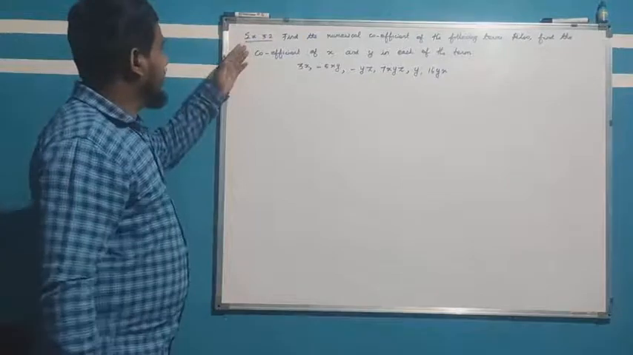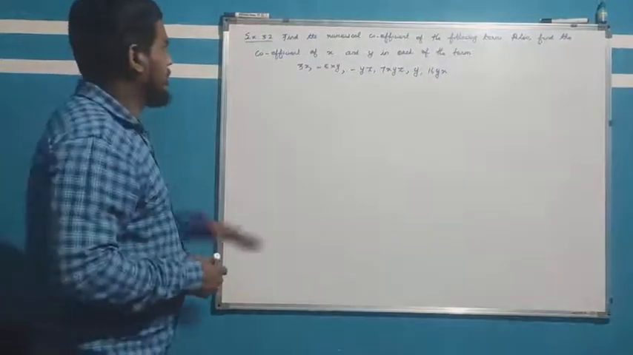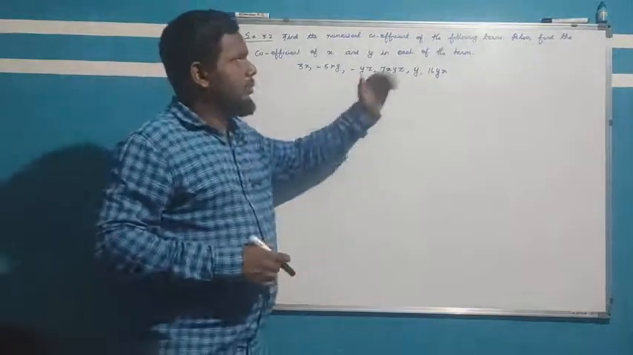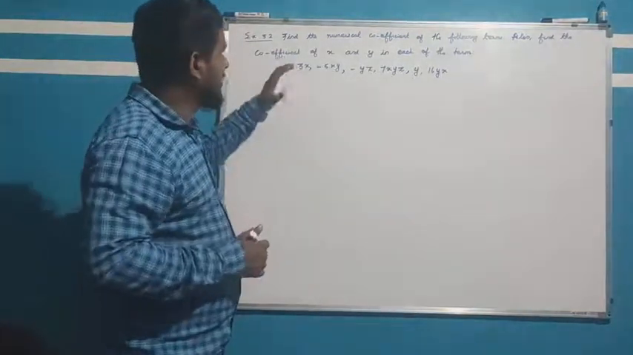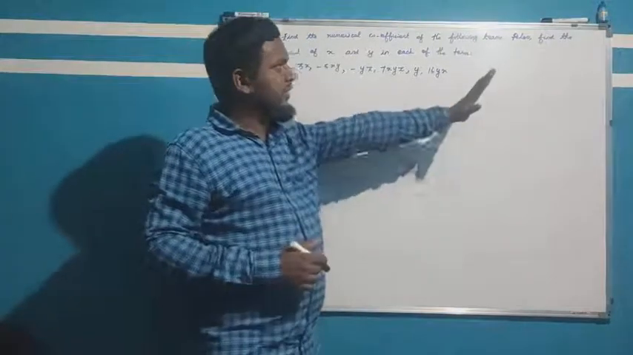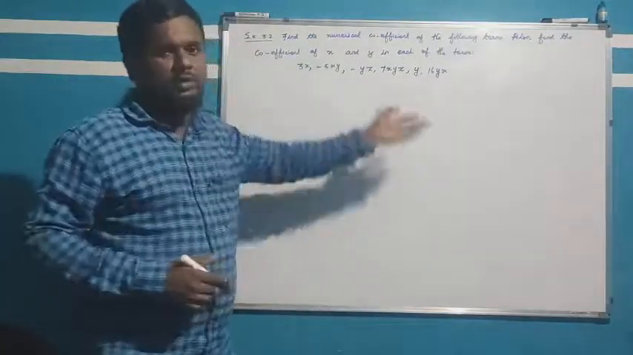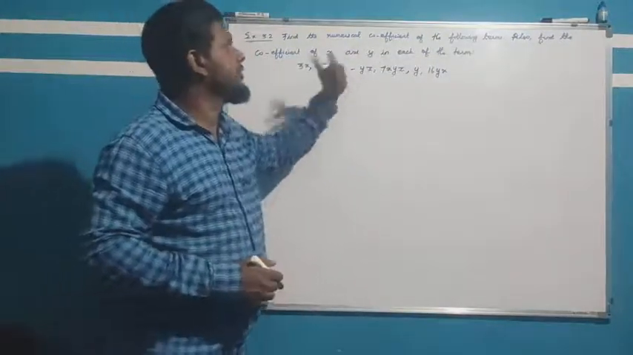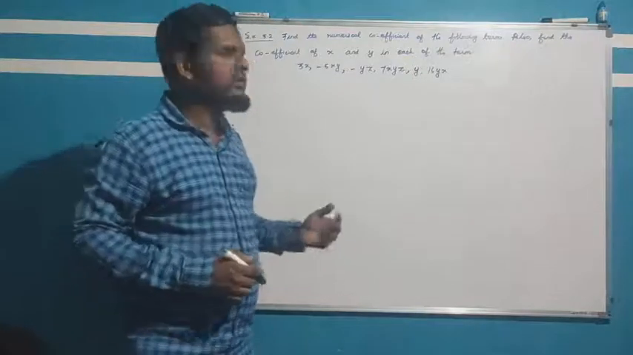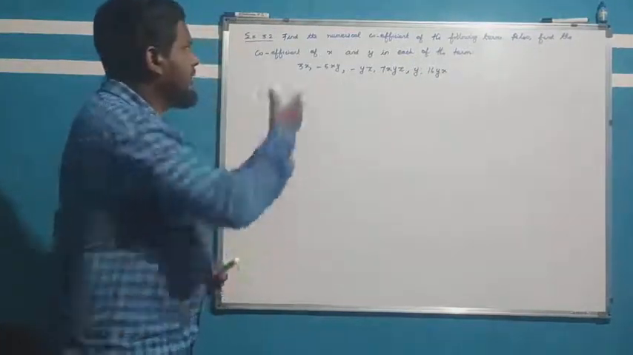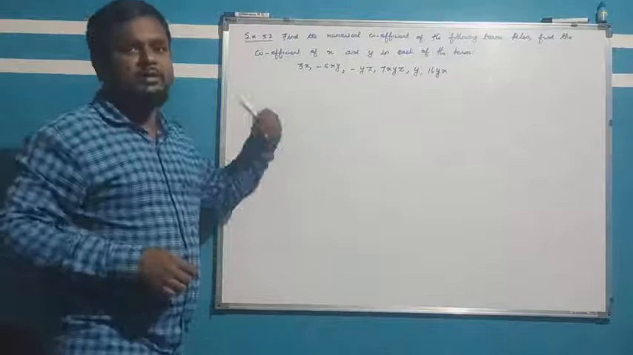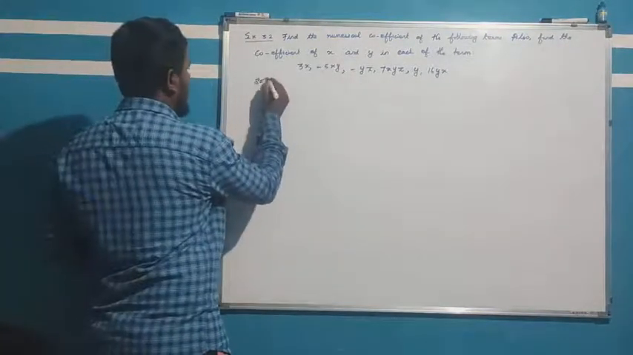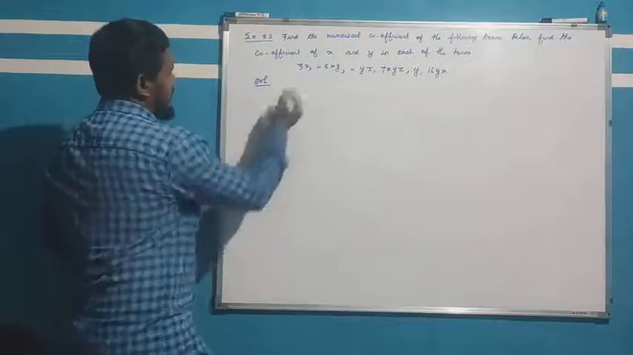We can see example 3.2. So what is the question given here? Find the numerical coefficients of the following terms. Also find the coefficient of x and y. In each term you have to find the numerical coefficient, the coefficient of x and the coefficient of y. So in table form we can find the solution. The expressions are given now.